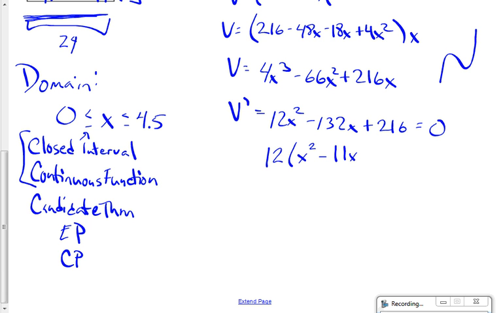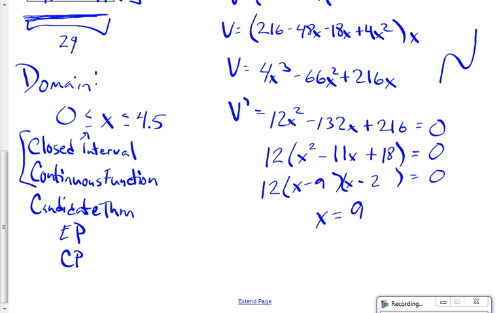Somebody said 18. Yeah, I think that's 18. So this ends up being nice. And they kind of have to be, guys. If calculators are not allowed, they kind of have to be nice. These aren't the nicest the numbers could be, but it works. We've got x minus 9, x minus 2. We have two critical values, x equals 9 and x equals 2. Those are two stationary points on this graph.